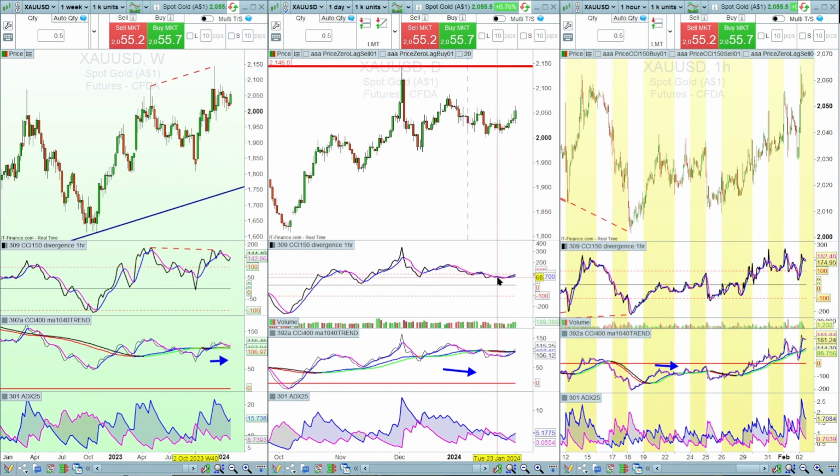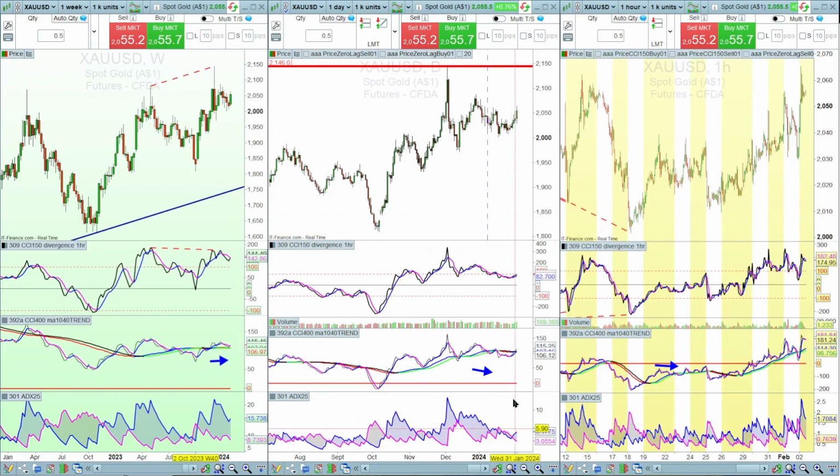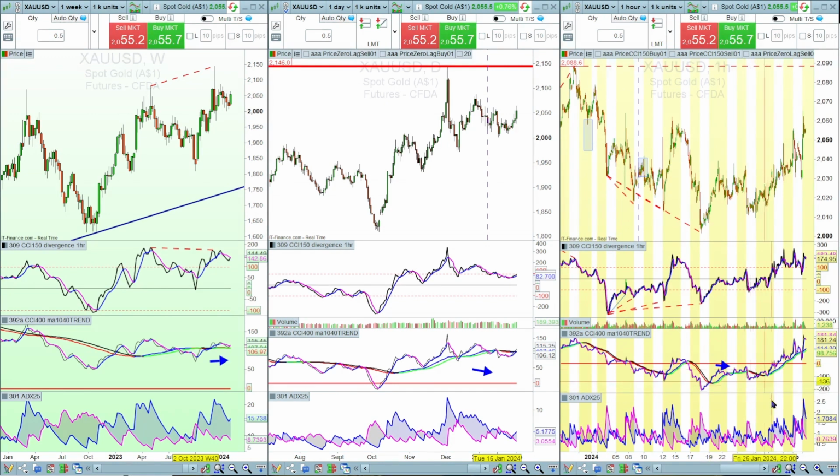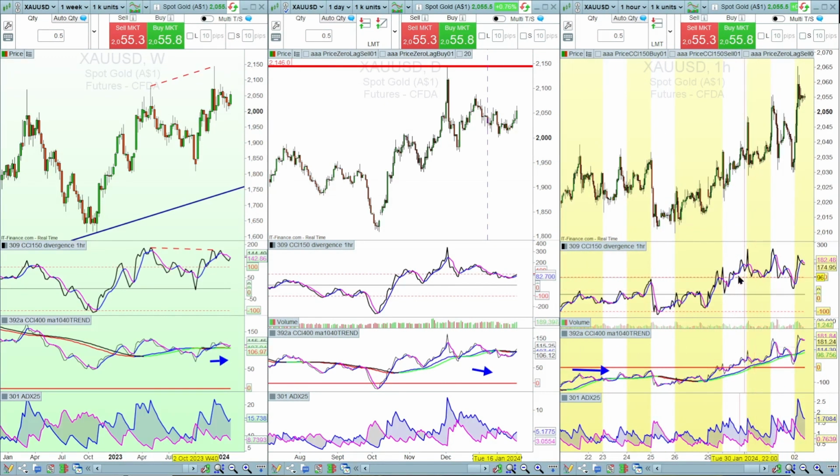On the daily, you can see here the ADX and the CCI 400 are both broken up into a bullish momentum, somewhat sideways but bullish, I would say. Within the CCI 150, the divergence indicator is moving in line with the price. And on the hourly chart, you'll notice there's also a bullish movement on the ADX and the CCI 400.